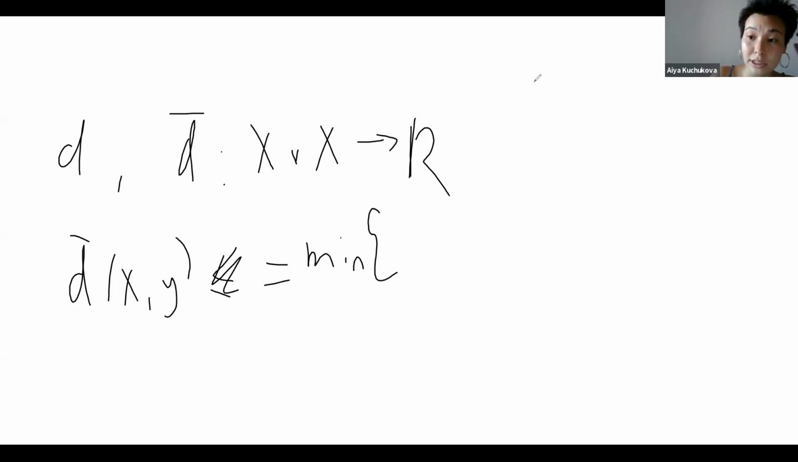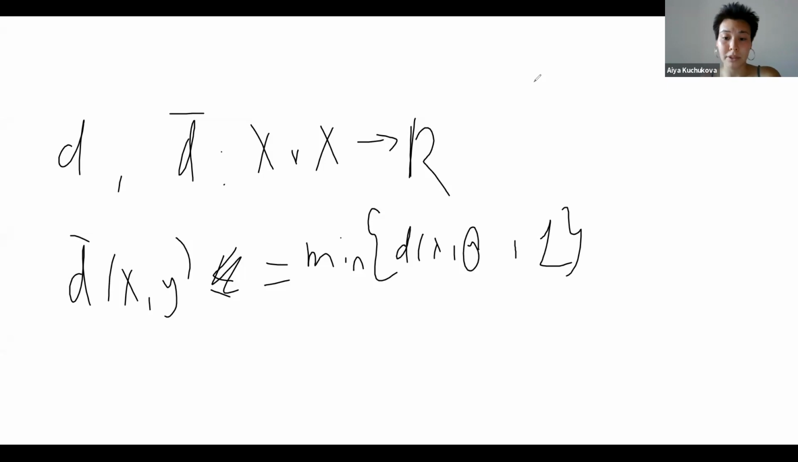Sure. D bar is a minimum of dxy and 1, right? So basically, whenever the distance between two points is less than 1, we just write it as the distance. But whenever the distance between two points goes larger than 1, we just write 1, right?